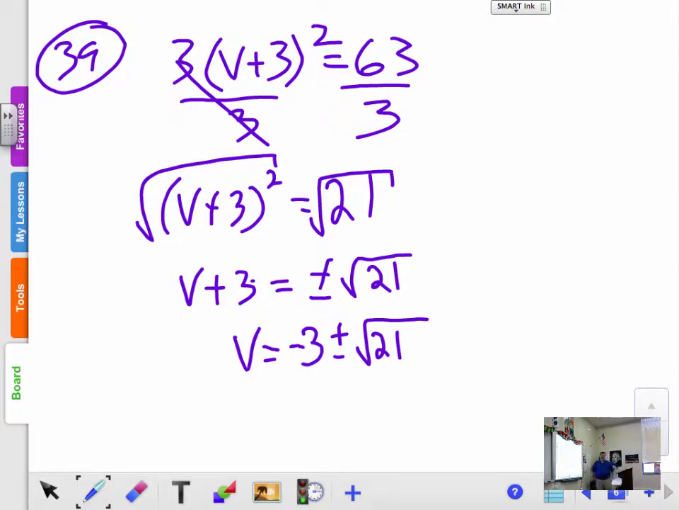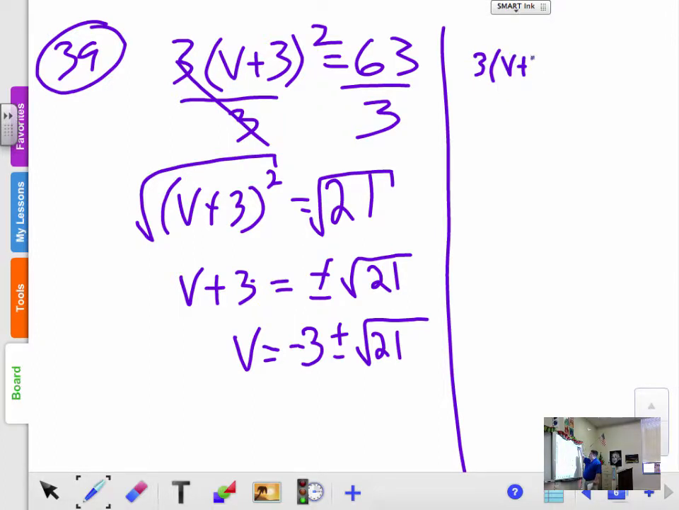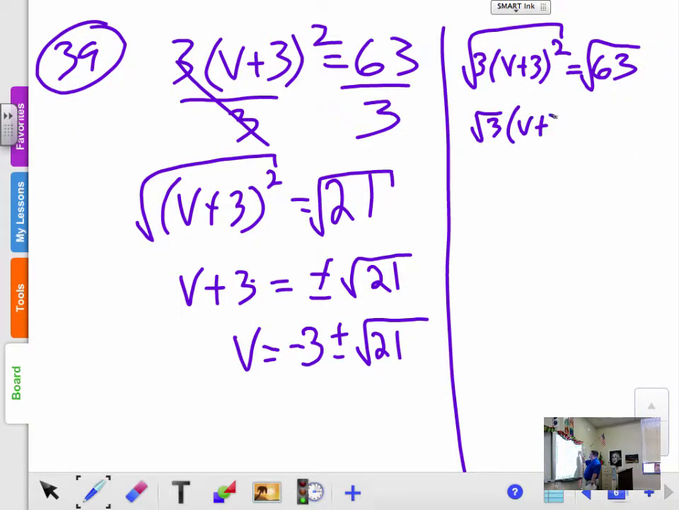The answer that I have is correct, but what if we did it like this? This is how they did it on the test. You had 3 times the quantity v plus 3 squared equals 63. And I think this is what they did. They probably shouldn't have. What if you just took the square root of both sides right then and there? Then I'd have the square root of 3 times the quantity v plus 3, squared, is equal to the square root of 63.